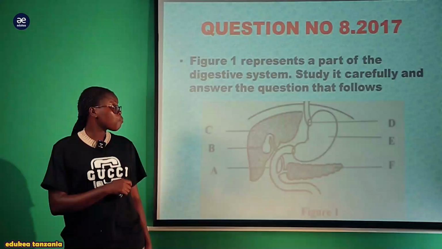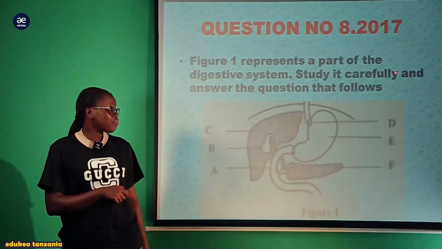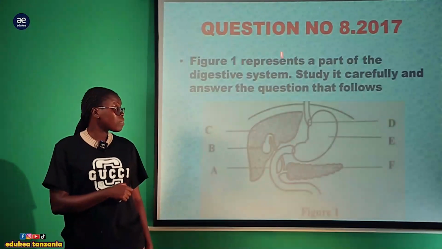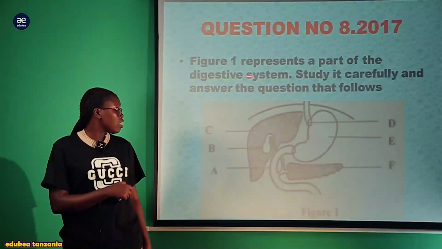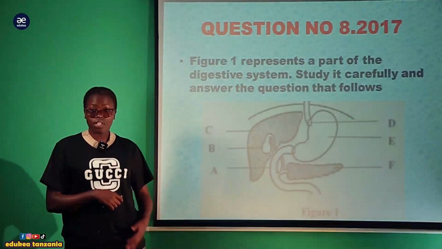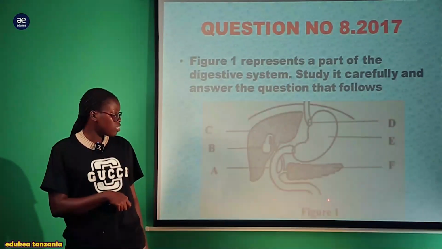Figure 1 represents a part of the digestive system. Study it carefully and answer the questions that follow. This is the structure of Figure 1. You have been given the letters within this figure.